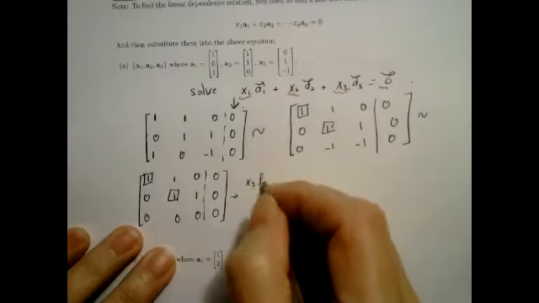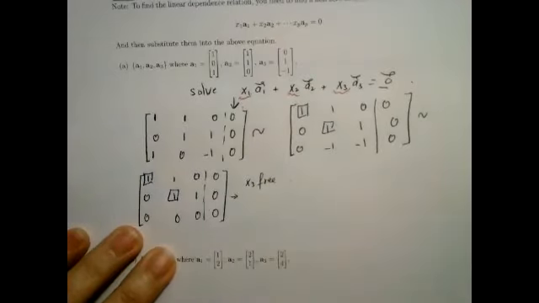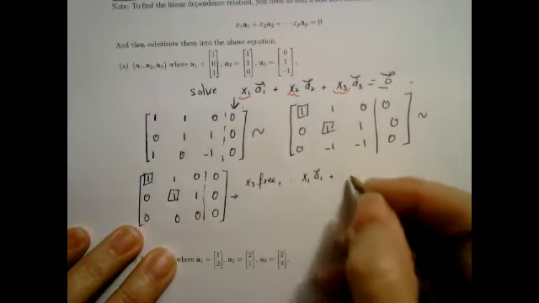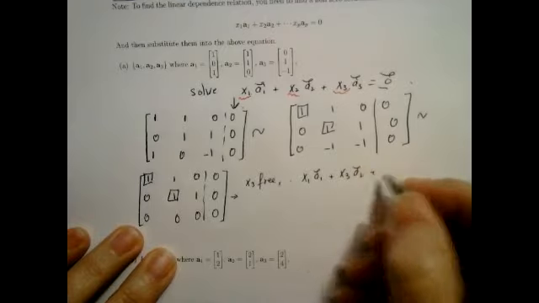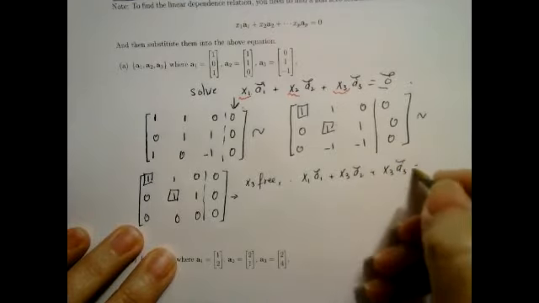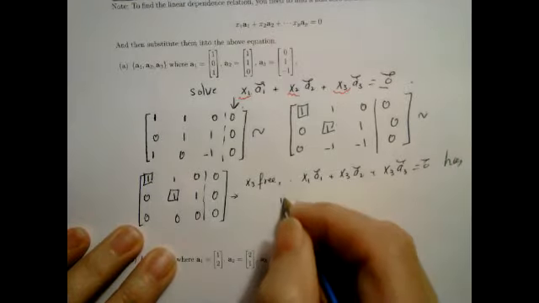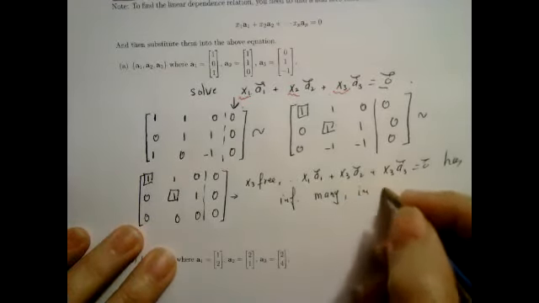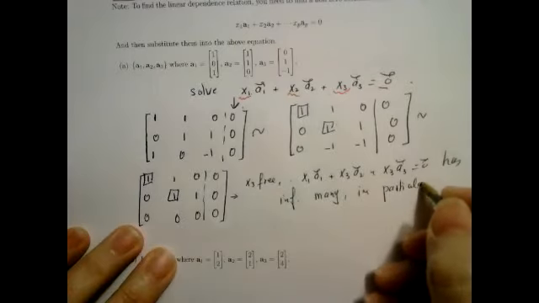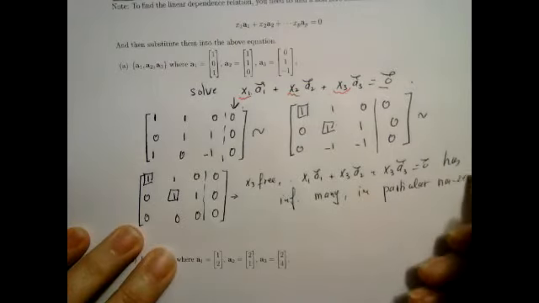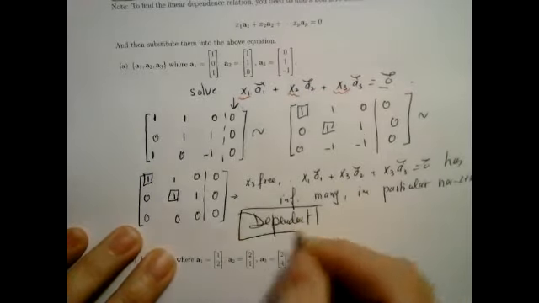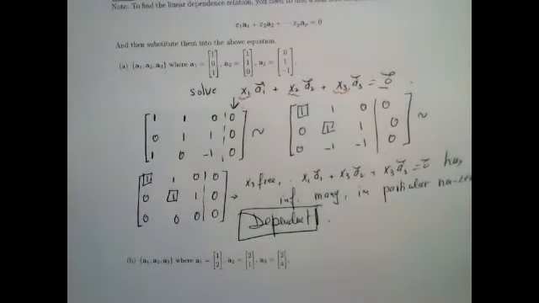x3 is free. Correct? What does this mean? It means that every time x3 is free, this equation has not one, not two, but infinitely many solutions. In particular, a non-zero solution. Non-zero means dependent. Okay, the question of dependence is resolved.